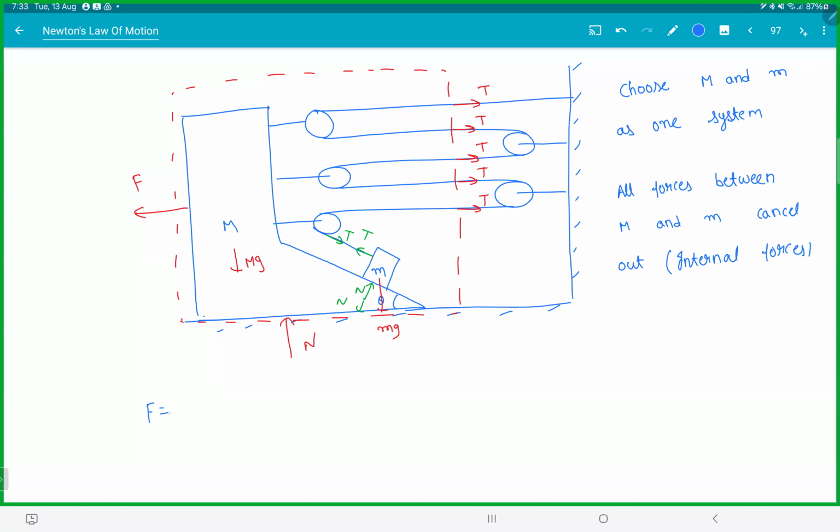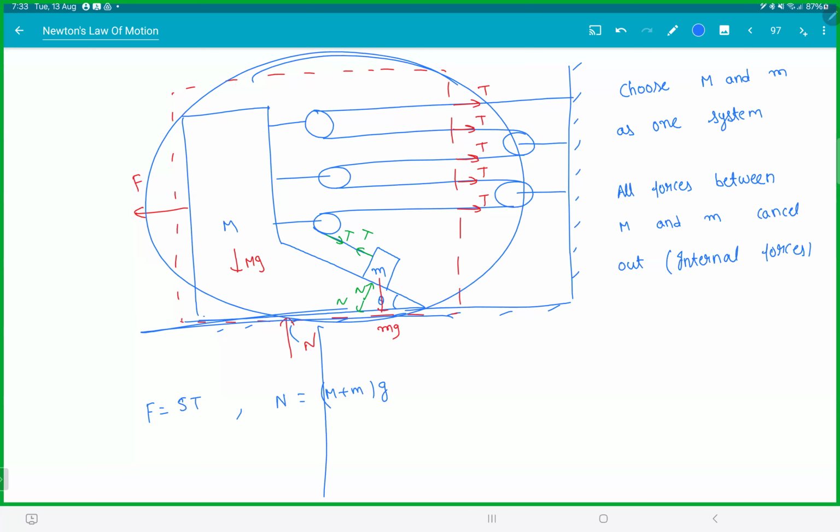F is equal to 5 times tension, isn't it? And the normal reaction on the ground will be M plus m times g. That second part of the question, I got it in one step. Because for the system, the only one balancing all this weight is the normal on the ground, isn't it? There is no one else who is balancing the weight. These strings will not balance any weight. We still didn't find the tension though.